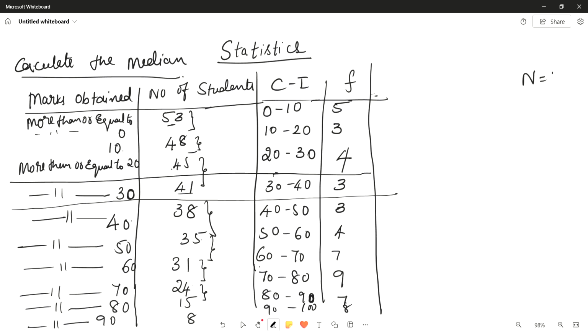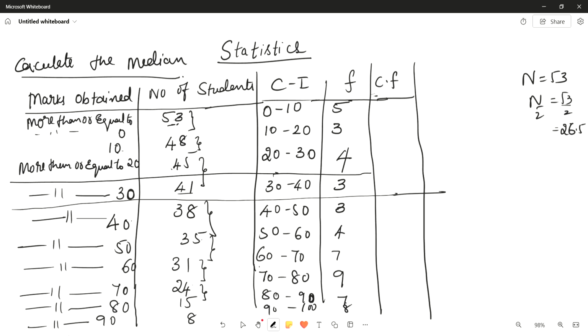Okay, total will be 53. So n is equal to 53, or n by 2 will be 53 by 2. Okay. Total. More than 0 means everything will come. That is here, no? Total. You add everything and check, you will get 53. Like that. Okay. You have to find the median. So what you have to do? You have to calculate the CF value. So it is 5. 5 plus 3, 8. 8 plus 4, 12. 12 plus 3, 15. 15 plus 3, 18.